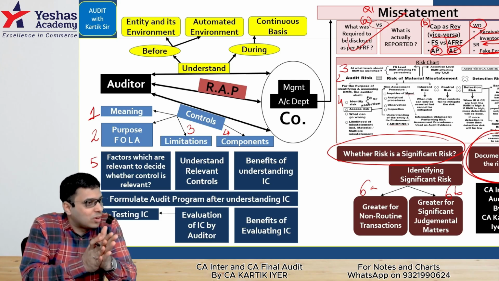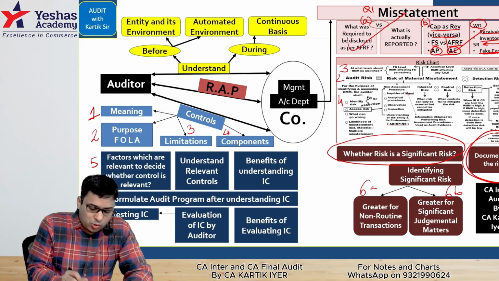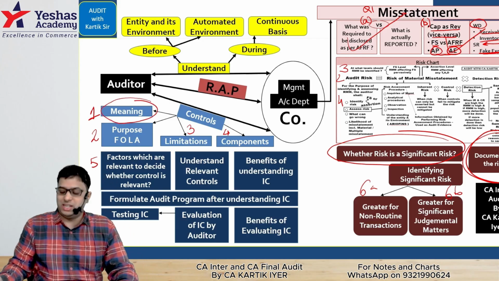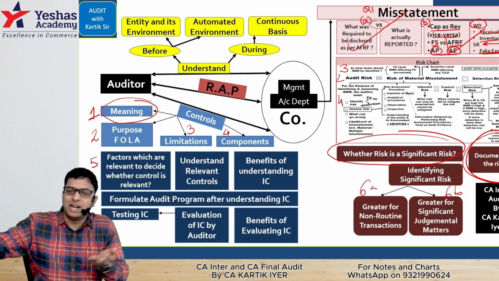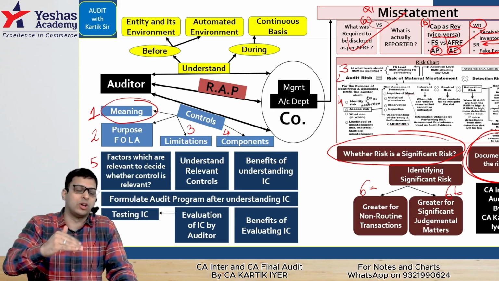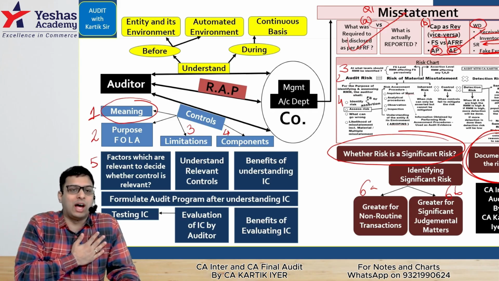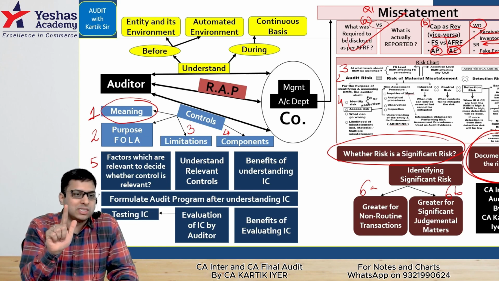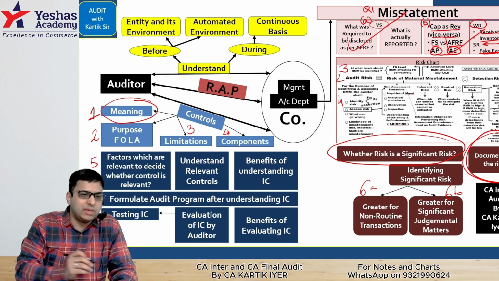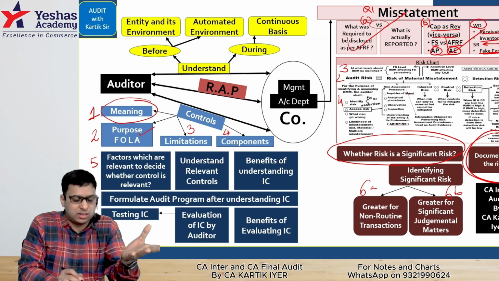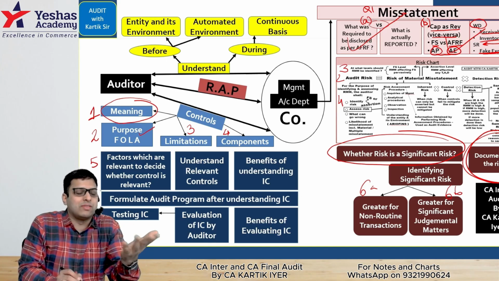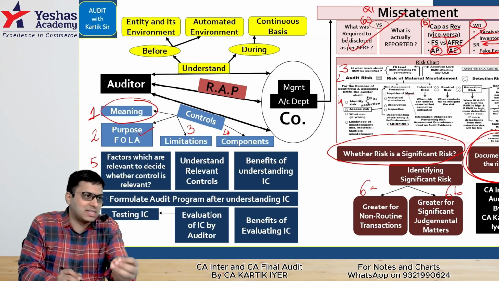We go to the control circuit now. Let's start. Control circuit is fun. Controls meaning. What is internal control? Define. Start. Internal control is a process that is designed, implemented, and maintained by the TCWG, management and employees to obtain reasonable assurance about FOLA: financial reporting reliability, operations effectiveness and efficiency, legal compliance, asset safeguarding. That is the meaning. What is the purpose of internal controls? Very simple. Again, it is FOLA. Financial reporting reliability, operations effectiveness and efficiency, legal compliance, asset safeguarding.